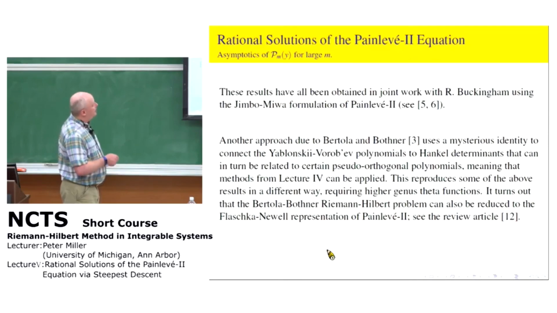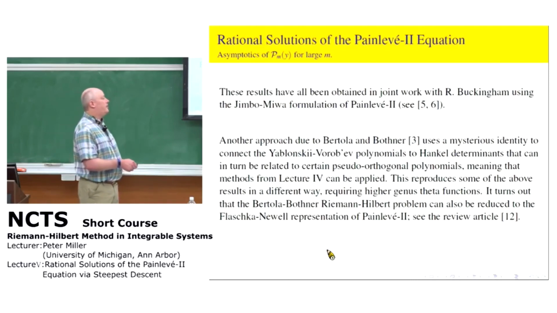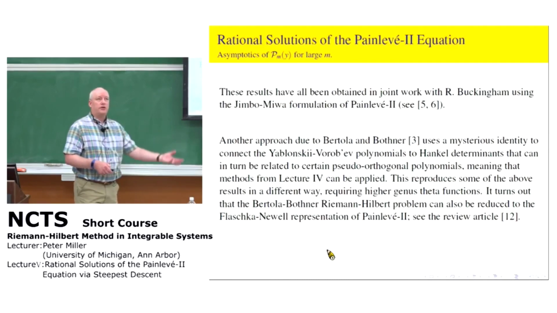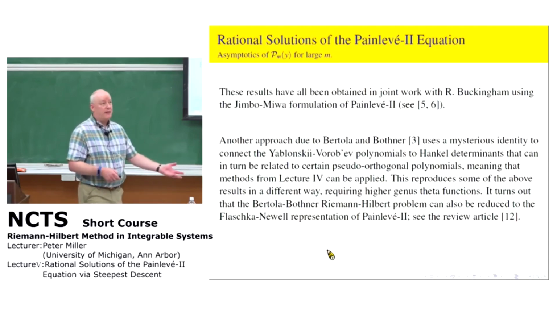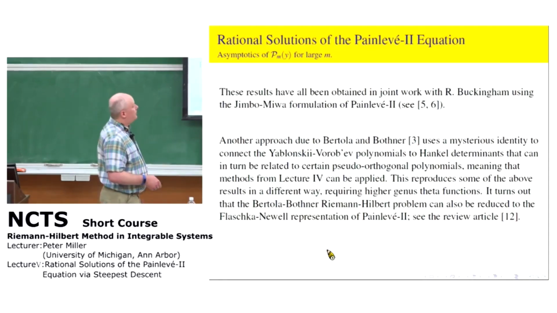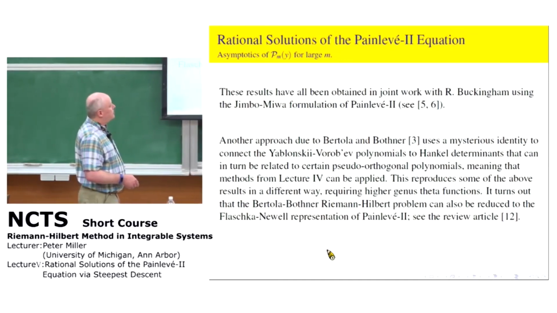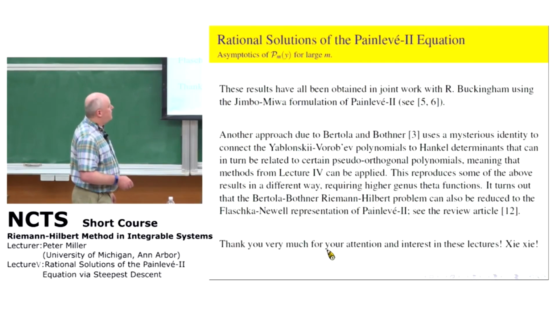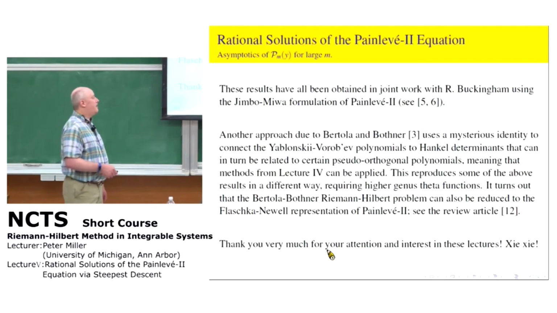Now, it also turns out that the Bertola-Bothner Riemann-Hilbert problem, this one with the pseudo-orthogonal polynomials, you can also transform, after a little bit of effort, into the Flaschka-Newell Riemann-Hilbert problem for Pendulum-2. They didn't notice that in their paper, but you can read about it in this review article here. So that takes us back to this alternate representation of Pendulum-2 by Flaschka and Newell. You can also get the results from that, but it seems that it's harder to get them than from the Jimbo-Miwa approach.